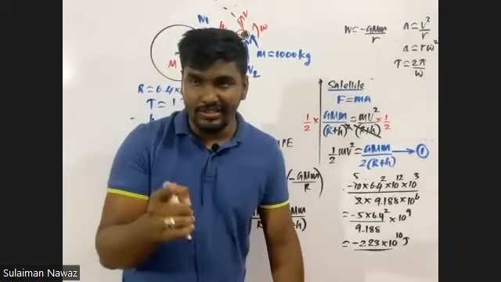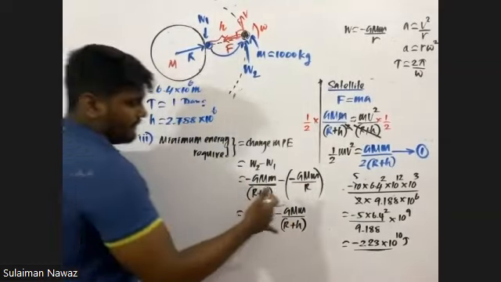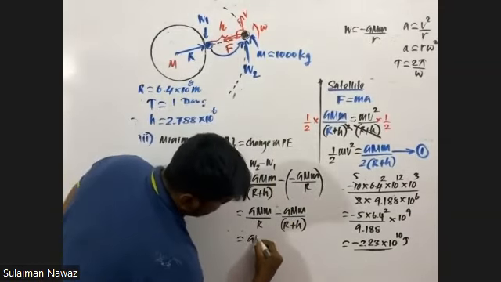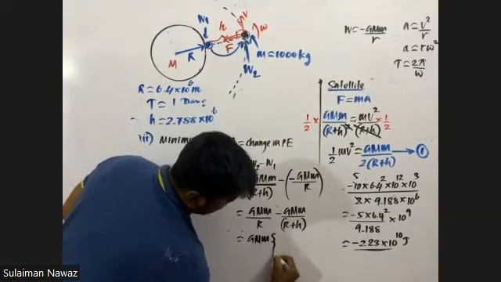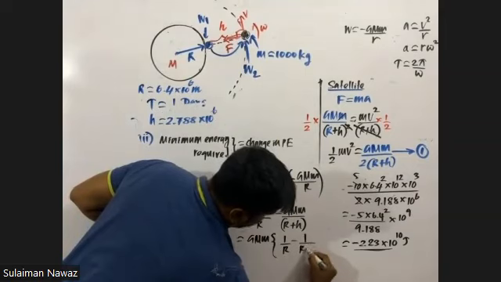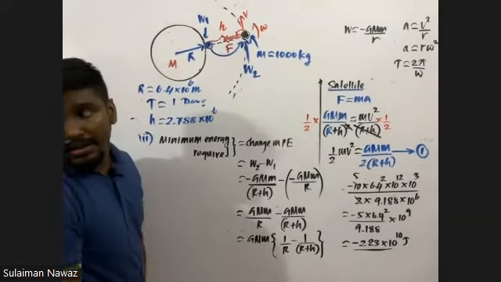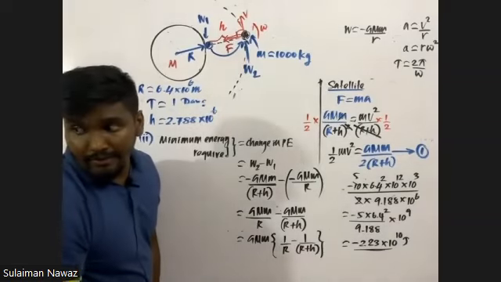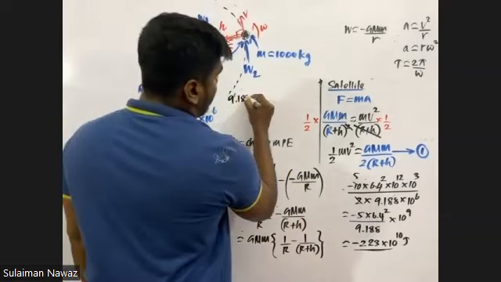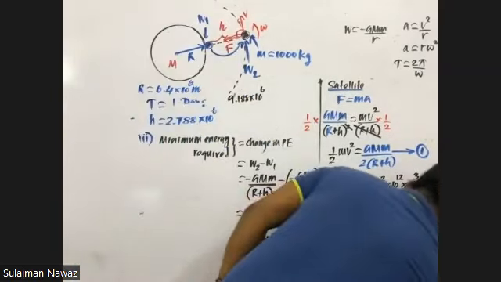Then here again you can take GMm as your common factor. If I take GMm as my common factor, 1 over R minus 1 over R plus h, right? Then if I bring to that side, I reach this one.